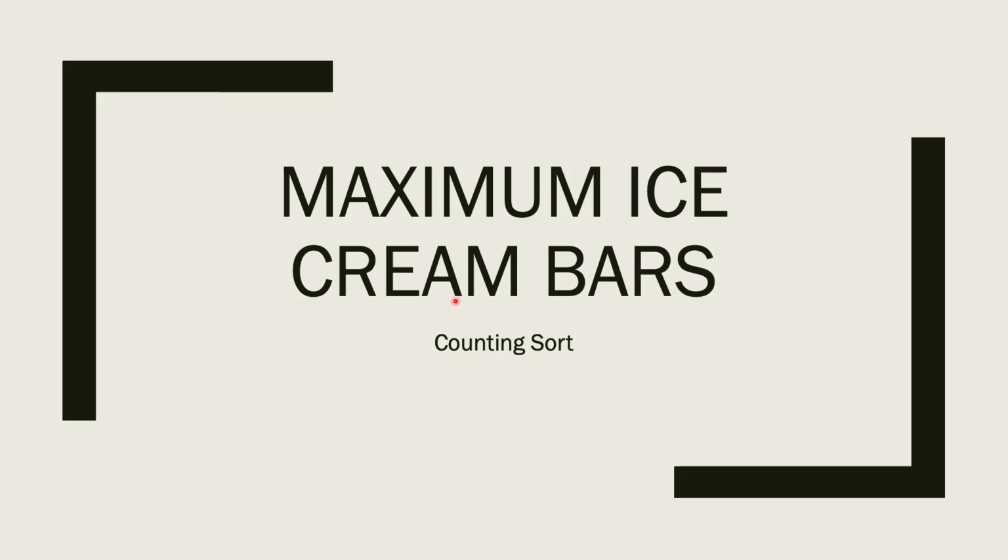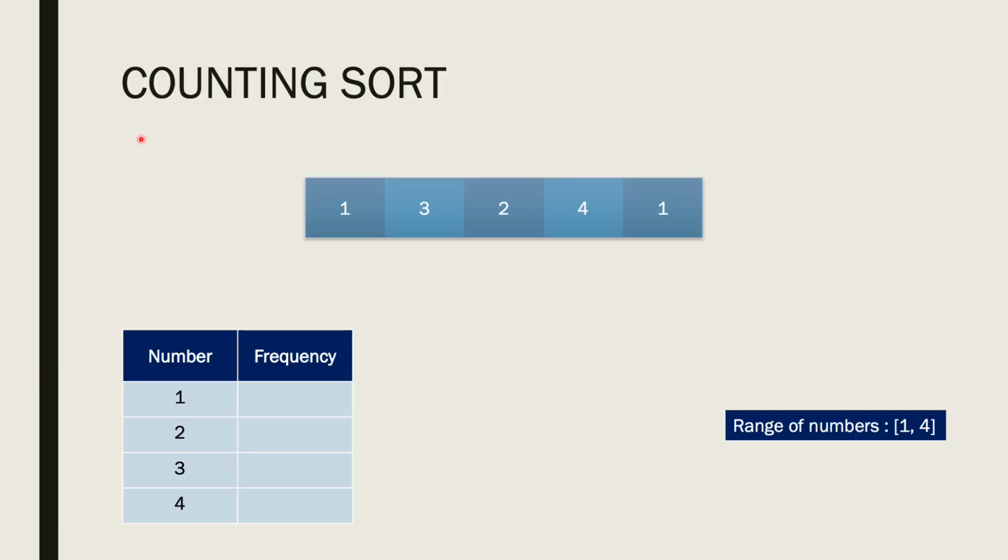Everyone, we are discussing the maximum ice cream bars question today, and the question says that we have to use counting sort. So let's start with what is counting sort, and forget the word counting for now. There is this sort word, which means that, let's say we are given an array, and by sorting we mean that we have to sort this array, right?